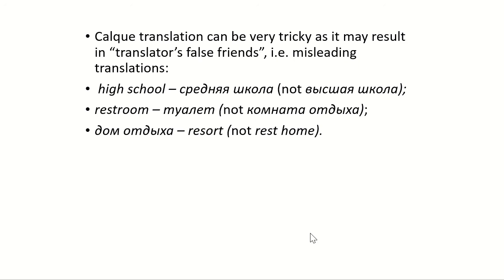So that's it about mechanical copying: transliteration, transcription, and calque translation. In other videos, I will try to explain other ways of equivalence: about transformations, lexical transformations, grammatical transformations, and complex transformations.